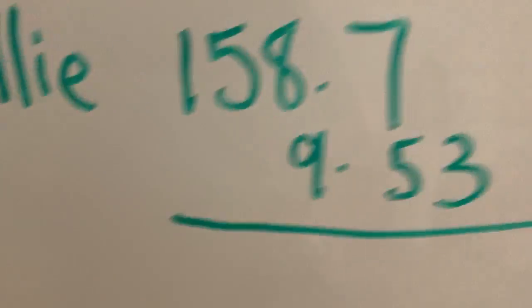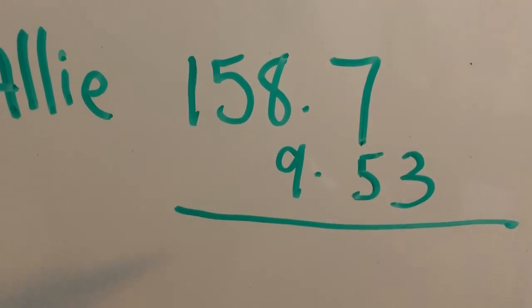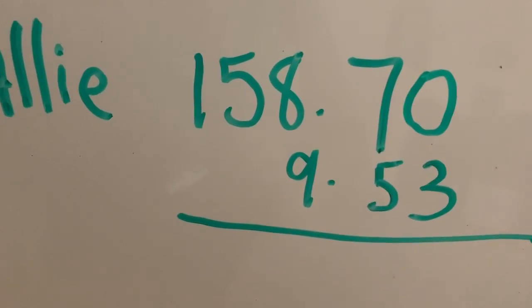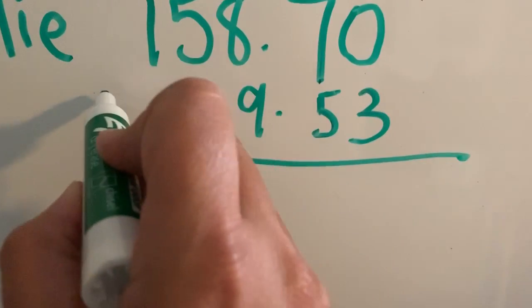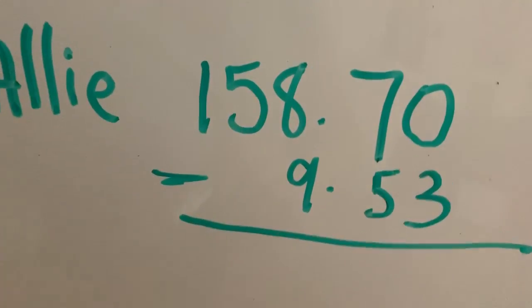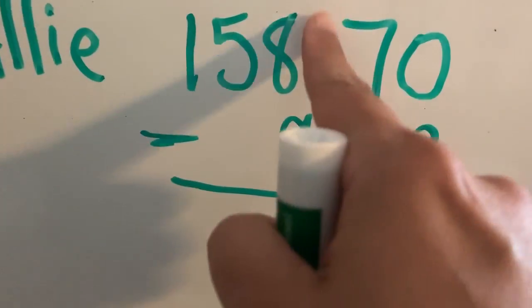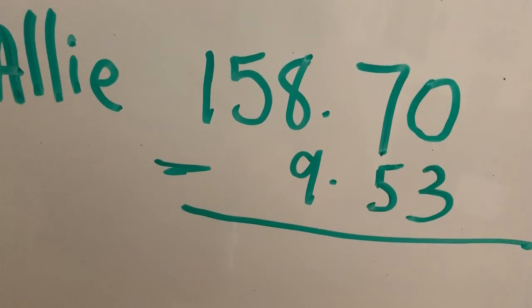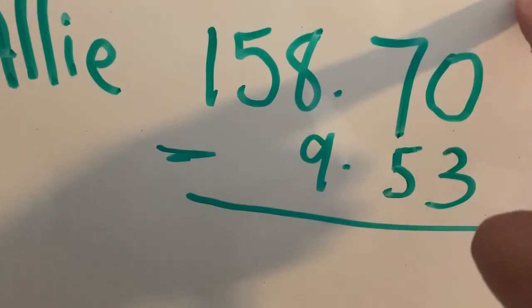So I'm going to align everything vertically, just like you did when you were adding. You're going to add a 0, just so that you have a number in each place, and you don't have to get confused. We are subtracting here. Just like you did when you were adding decimals, you are going to align your decimals. Adding and subtracting have the same thing. They both align the decimals. Then you can go ahead and do your subtraction.